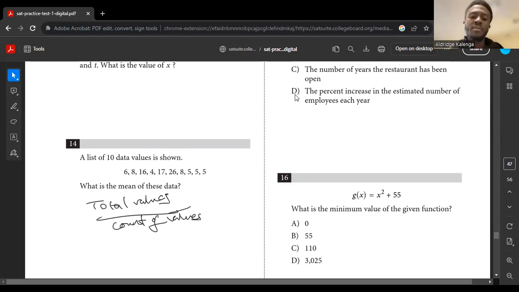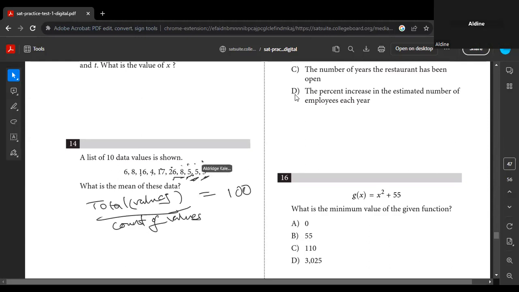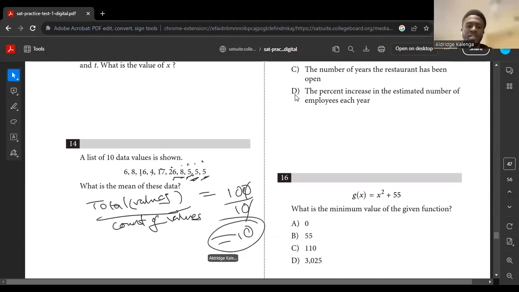So what's the total of the values here? If you go to your calculator, you can add them up. But 6 plus 8, that's 14. 14 plus 16, that's 30, plus 4, that's 34. Plus 17, that's 51. Plus 26, that's 77. Plus 8, that's 85. Then 90, 95, 100. All right, so it's 100, our total. And then we have 1, 2, 3, 4, 5, 6, 7, 8, 9, 10. So it's 100 divided by 10. So our mean is actually 10. Okay, so the answer to number 14 is 10.